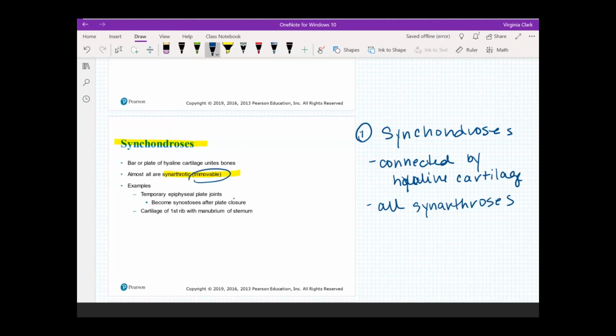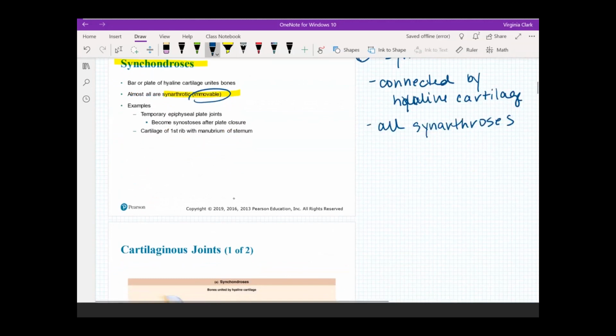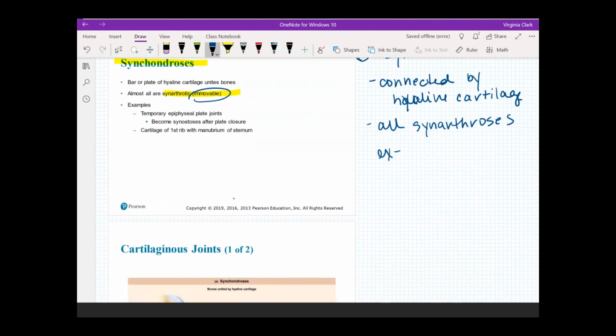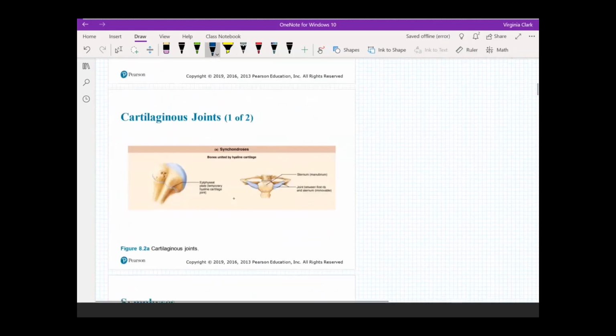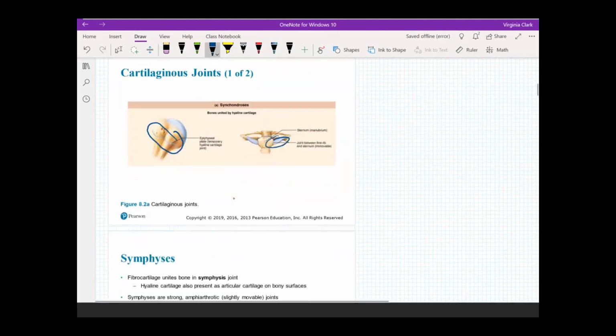So there's really two examples that we're going to talk about with our synchondrosis. And these are in the epiphyseal plate of a long bone in children. That is where we will see a synchondrosis. And then another example is going to be between the first rib and the manubrium of the sternum. So this is one, but then this is the biggest one that we'll actually have in our bodies.